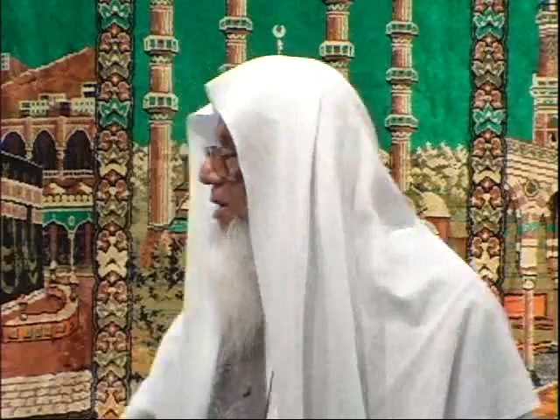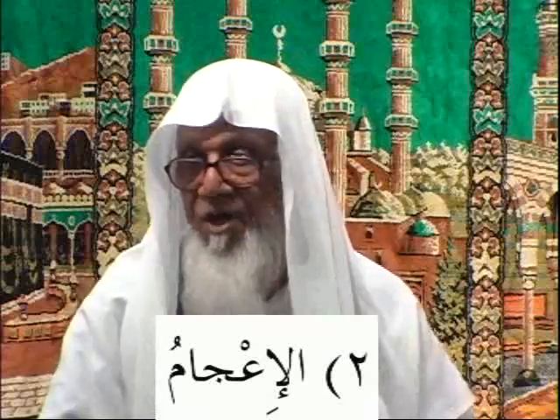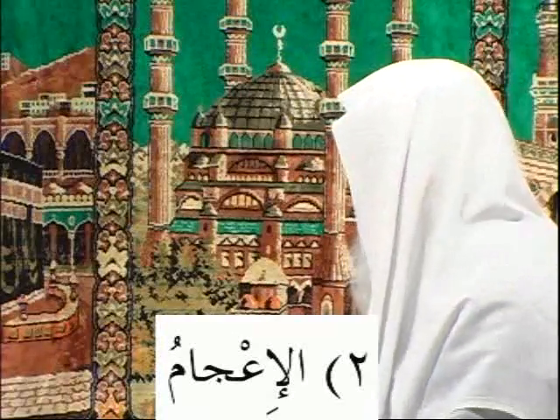text. So the dots were added later on when non-Arabs entered into Islam and they could not read this text. Dots were added. That is the second. It's called al-i'jam. I'll write these.